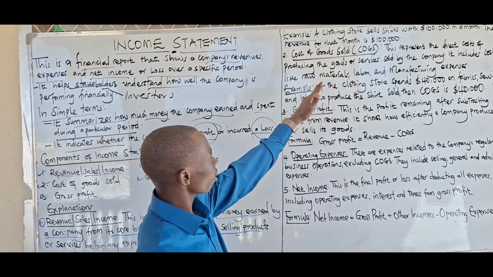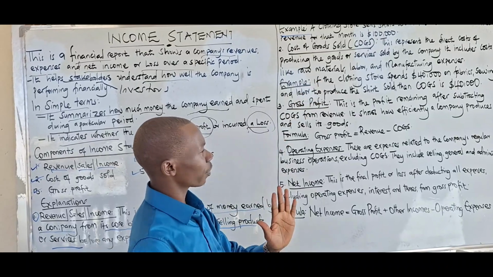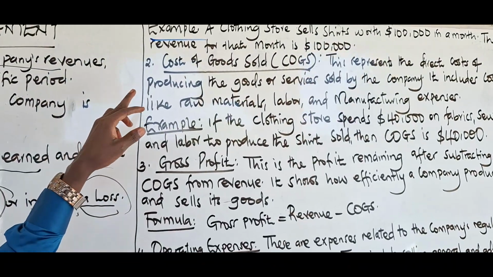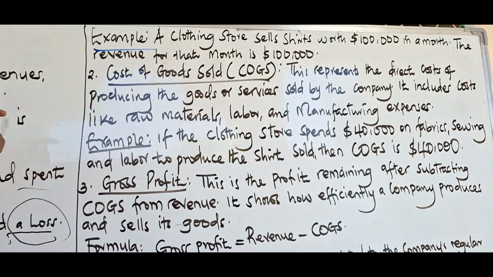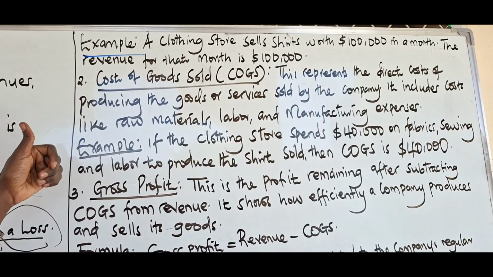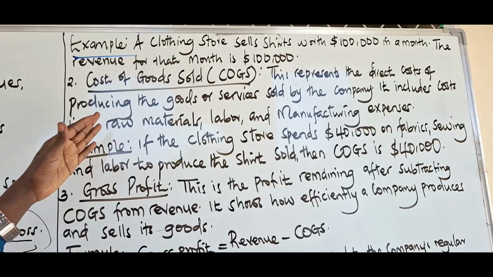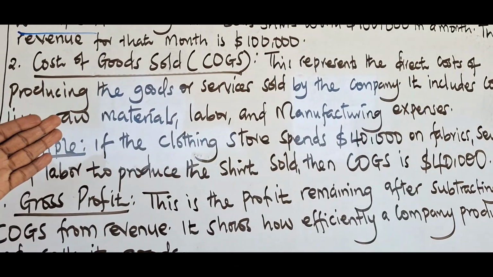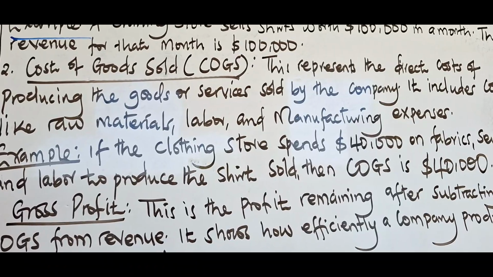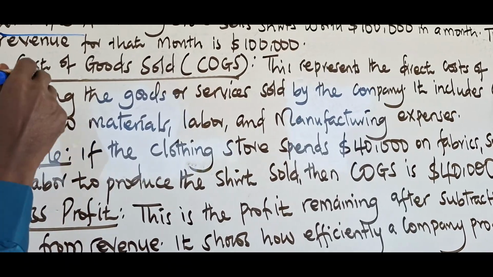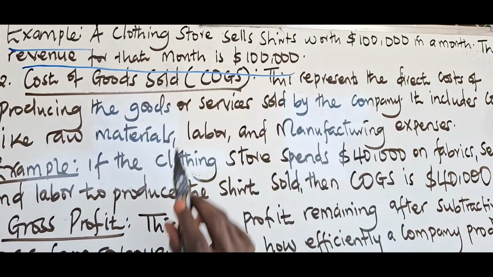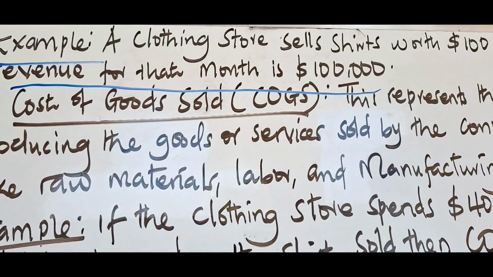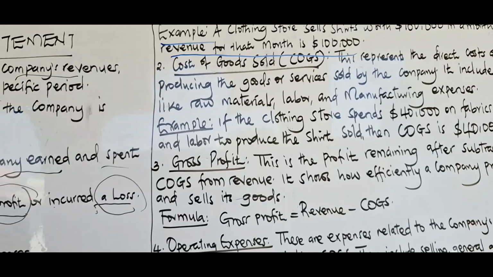So a clothing store sells shirts worth 100,000 US dollars in a month. The revenue now for that particular month, if someone asks, how much revenue was generated by that company? Remember we are saying this company sells shirts worth 100,000 in a month. So if someone asks how much revenue or sales were made during that particular month, we shall say the revenue for that month is 100,000. It becomes very easy to determine or to know the revenue.